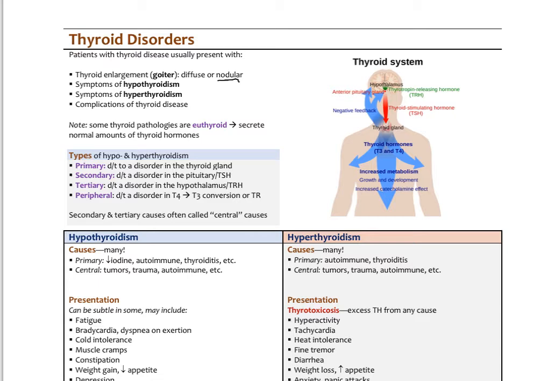Many thyroid pathologies, though, are euthyroid. Euthyroid means that the thyroid gland, although there might be inflammation and damage occurring to the gland, continues to secrete normal amounts of thyroid hormones.